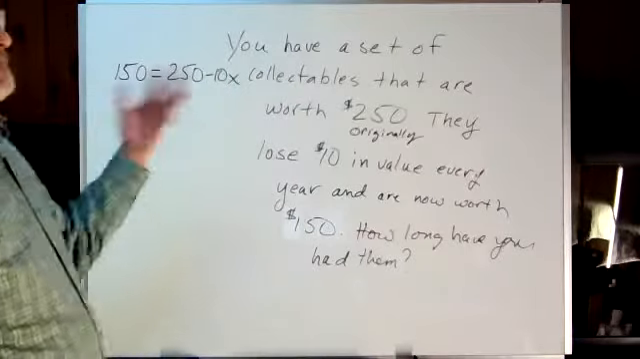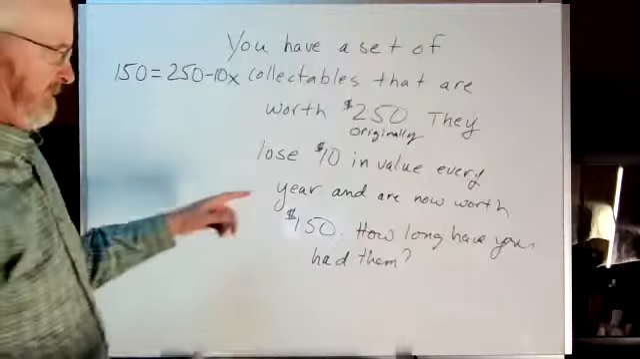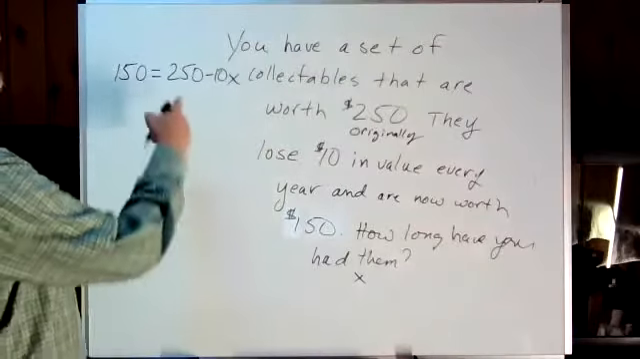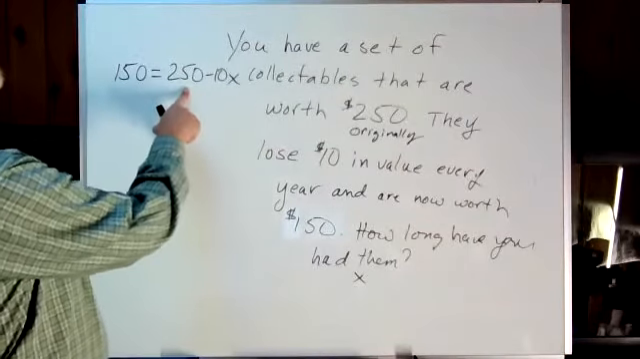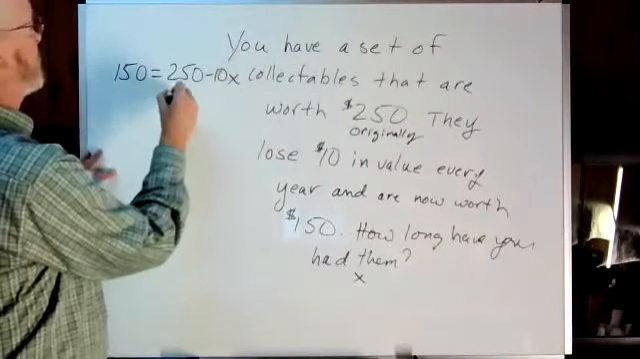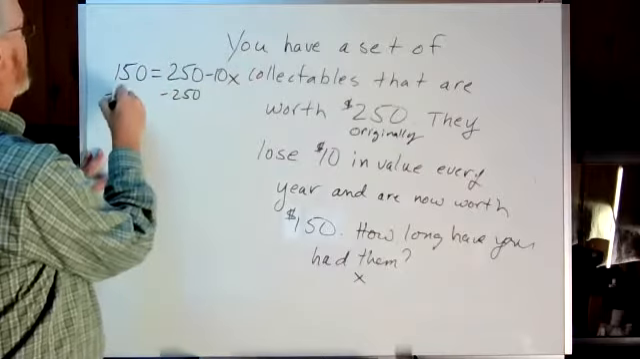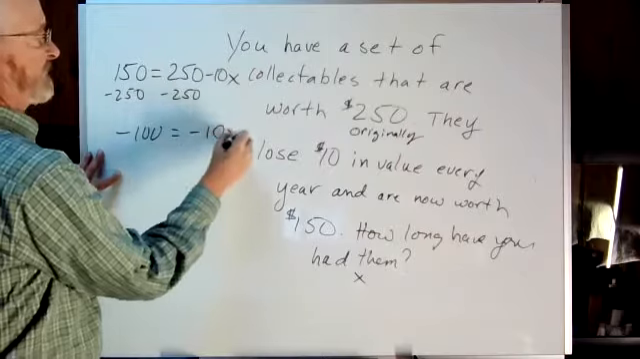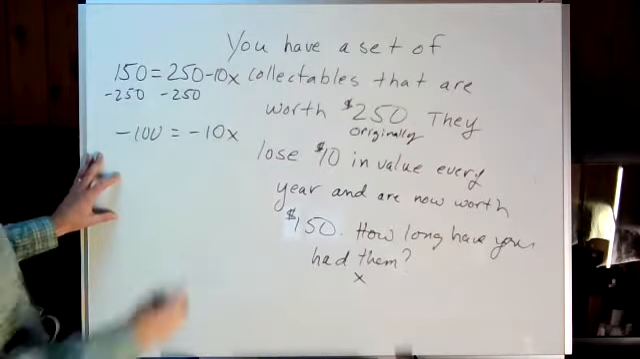So solving how many years, right? How long have you had them? There's your variable. Here I would subtract the 250. Let's look at the negative sign for a second. Negative 100 is negative 10x. Dividing by the negative 10.